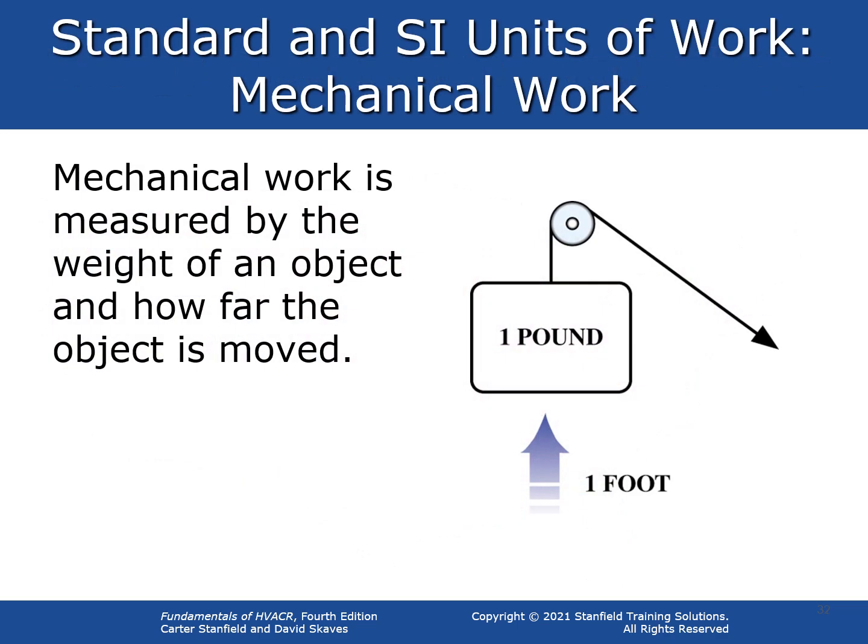Mechanical work is accomplished when an object is moved. Mechanical work is measured by the weight of the object and how far it is moved. A foot-pound is the product of multiplying the weight in pounds times the distance in feet. Moving a weight of 1 pound a distance of 1 foot requires 1 foot-pound of mechanical work.